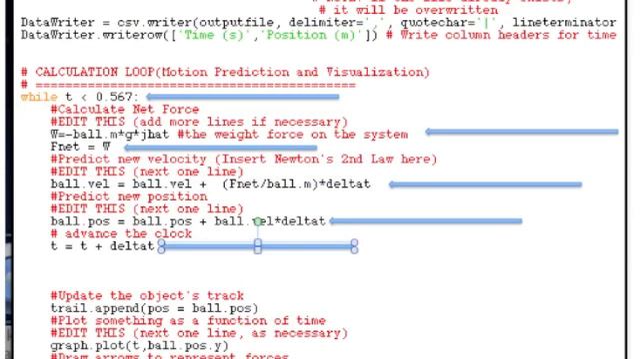Then I set the model to loop while t is less than 0.567 seconds, which is the final time used in Tracker. I used manipulations of Newton's second law in order to calculate the new velocity and new position vectors. I then set t equal to t plus delta t. Then I specified that gravity, noted here as W, was the only force to act on the object. Gravity is equal to the mass of the object times the acceleration due to gravity times the negative j hat.